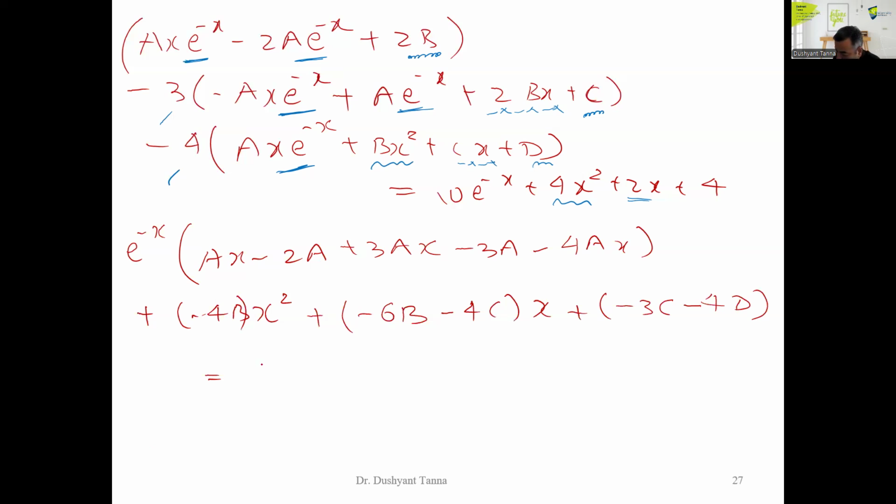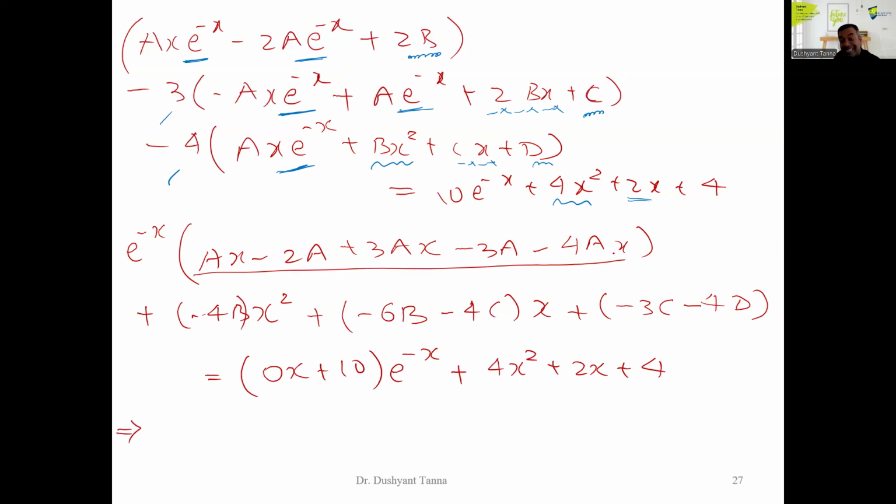If you want, you can write 0x plus 10 e raised to minus x. Why 0x? Because you got an x term and a constant term as a multiple of e raised to x. Okay, next step is comparing, right? This is a whole thing. I'll simplify it and compare it. Okay, how can I simplify it?